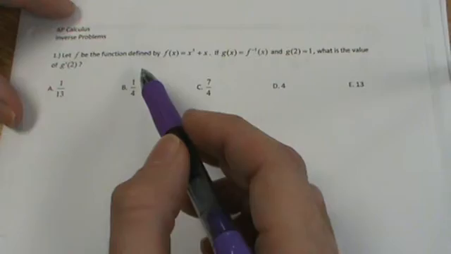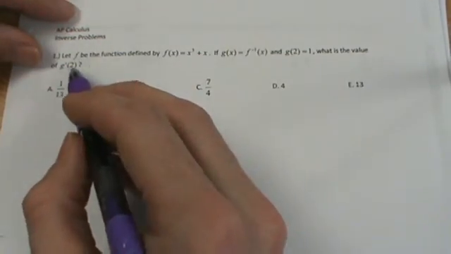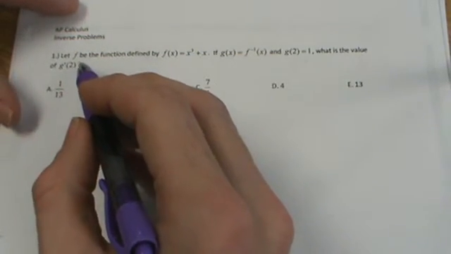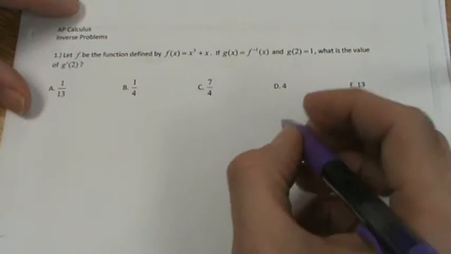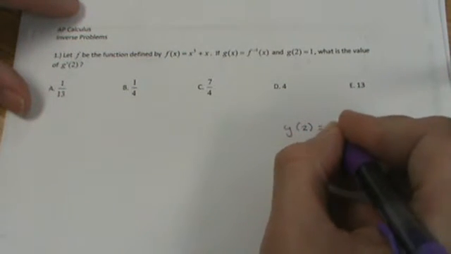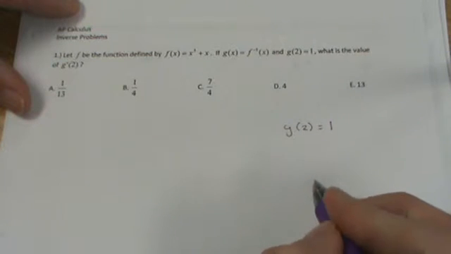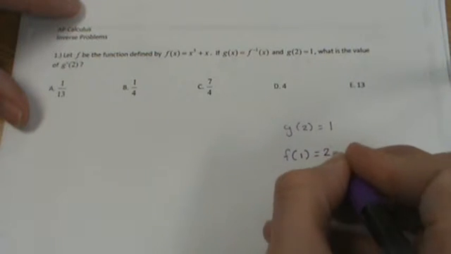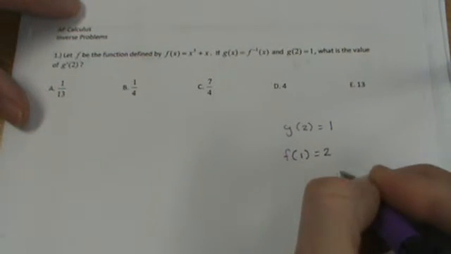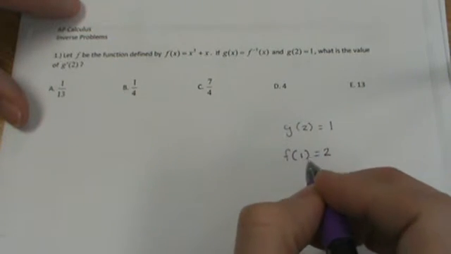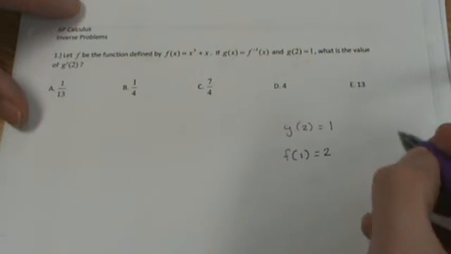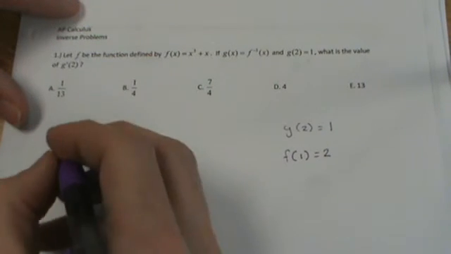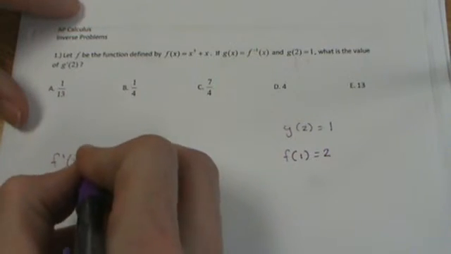All right, well, remember what we said, that if they are inverses of each other, the derivatives at the corresponding points are reciprocals of each other. Well, let's see what we have. If g of 2 equals 1, and g is the inverse of f, that means f of 1 equals 2. That means that the derivative at f of 1 would be the reciprocal of the derivative of g of 2. Let's see if we can find the derivative of f of 1.